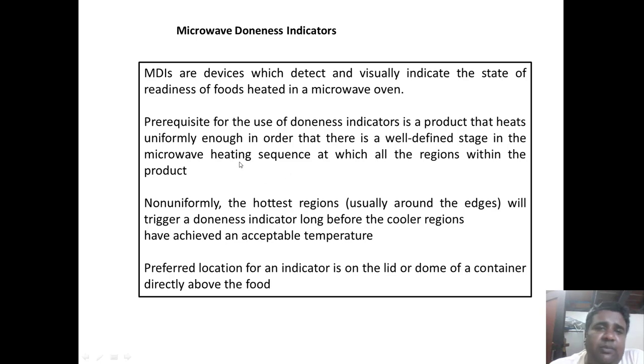For that there is a prerequisite that we can use this label only for products which show uniform heating. If there is non-uniform heating, then the hotter regions will trigger the doneness indicator long before the cooler region has achieved an acceptable temperature. So the preferred location for an indicator is the lid or the dome of the container directly above the food.